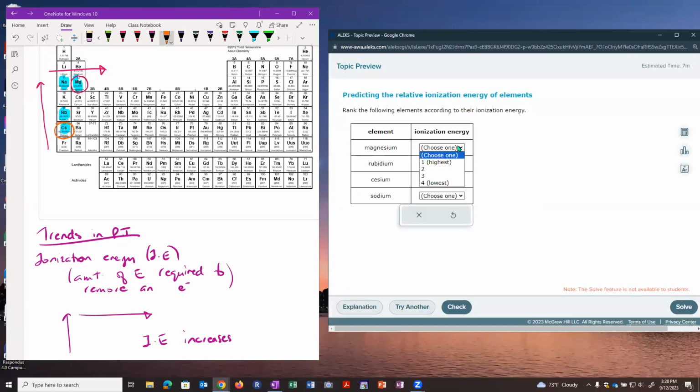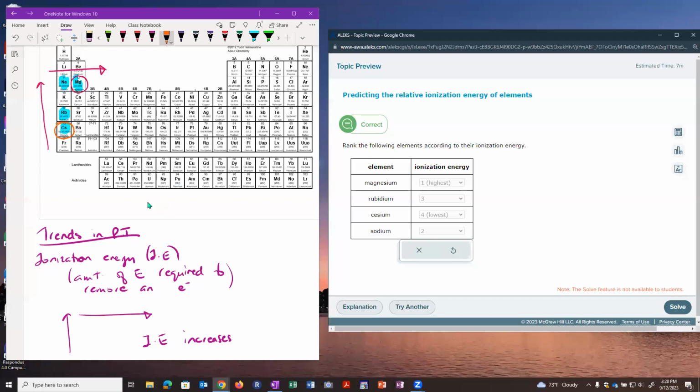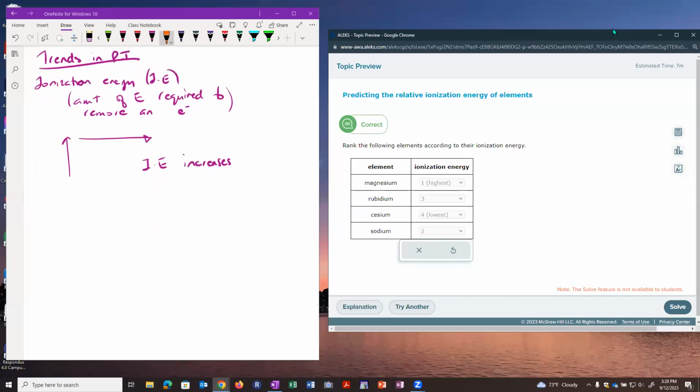All right, so let's see. We said magnesium was 1, sodium is 2, rubidium's 3, and cesium would be 4. Let's see if that's correct. All right, so that's a trend in ionization energy.